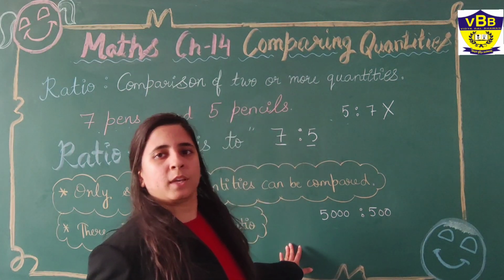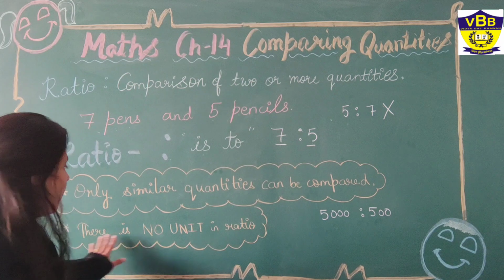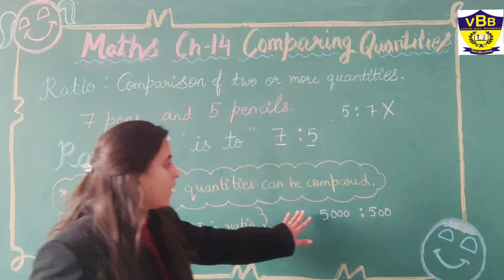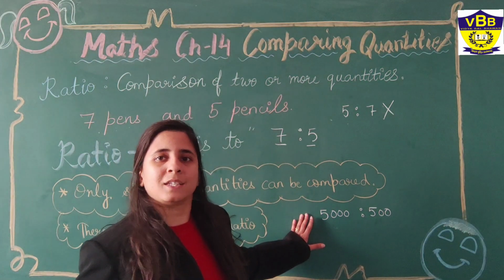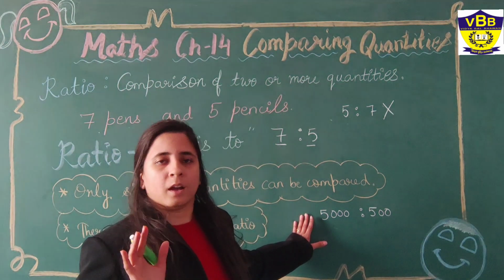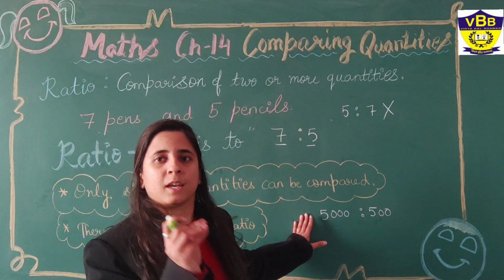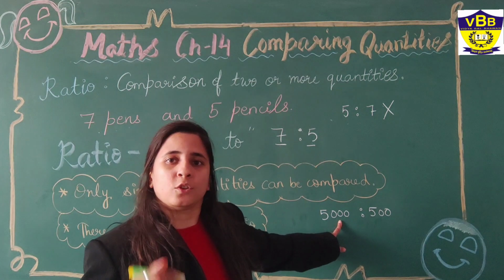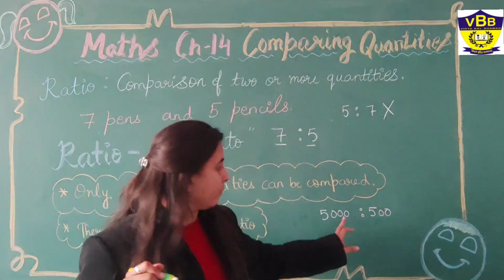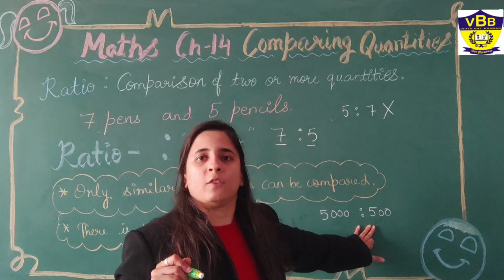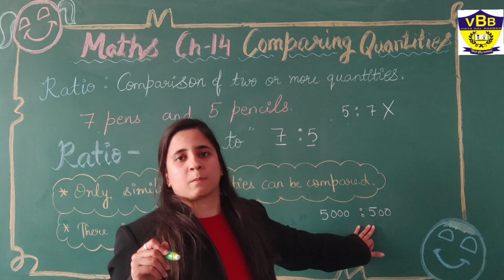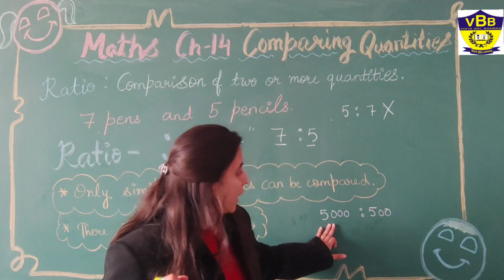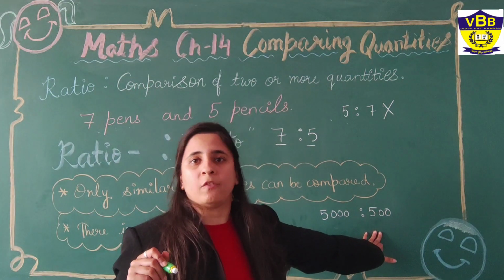One more thing you need to keep in mind is that there is no unit in ratio. As we have already converted the given quantities into the same unit, the units will cancel each other. There will be no unit when you are expressing given quantities in the form of ratio. It will be written as 5000 is to 500 only.